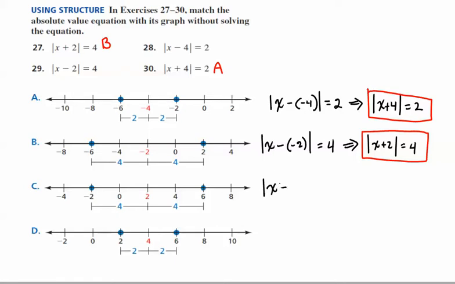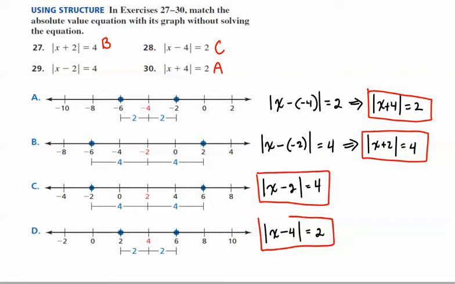Going to C. Absolute value of x minus the center, here the center is at 2, is equal to the distance from the center, that's 4, and no simplification needed there. That is 28. So 28 is C. And we can guess which the last one is, but let's just work it out to see. We have absolute value of x minus the center, which is 4, equals the distance from the center. And again, no simplification required.